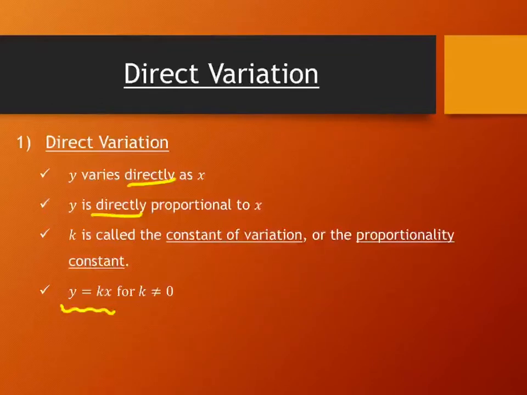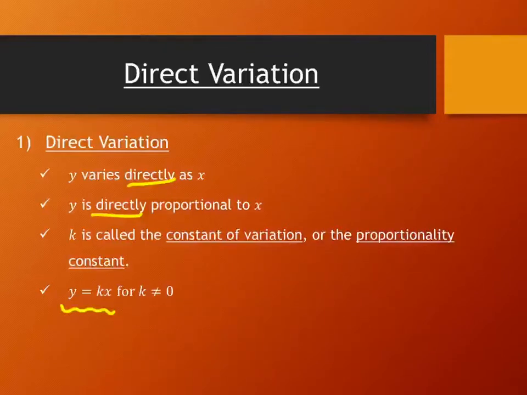For example, if I eat 5 apples and each apple has 50 calories in it, then I've eaten 5 times 50 calories. So there's a constant of proportionality in it. It's the number of calories per apple. So that would be an example of direct variation.